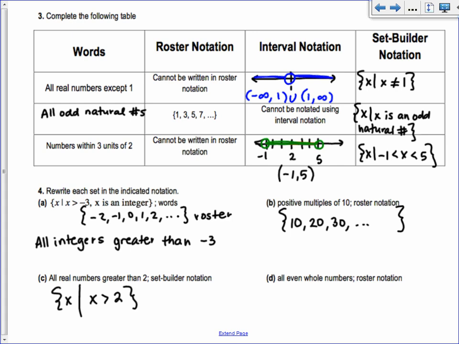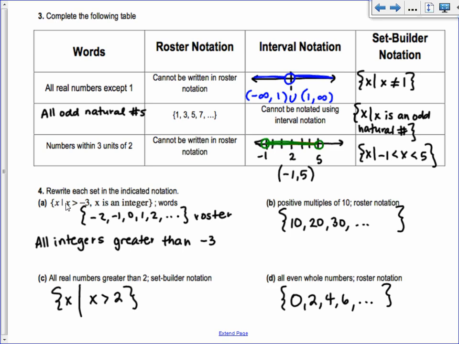All right, and then all even whole numbers in roster notation. Roster is the one where you just have a list. Whole numbers start with 0. Is 0 odd or even? Even. It's the kind of even. So you're going to have 0, 2, 4, 6. That's it. All right, that makes sense?